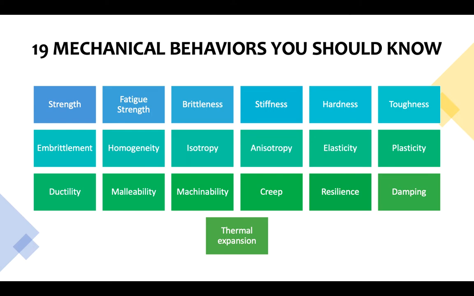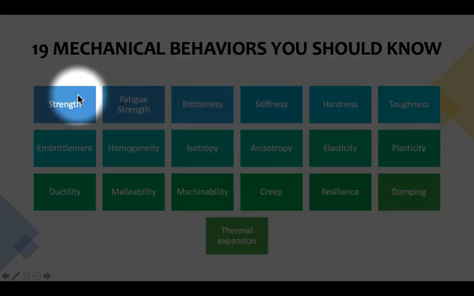There are 19 mechanical properties that you should know that make each material unique. By becoming familiar with these terms, you will be able to differentiate between materials and assess their usefulness for your design project. So let's take a look one by one. So first is strength.